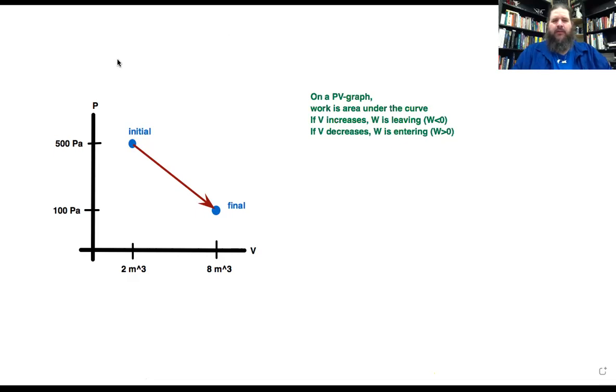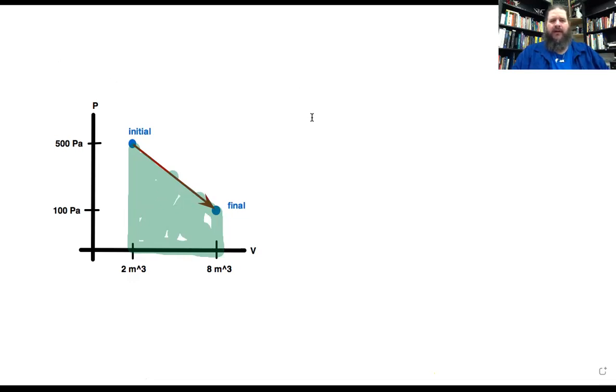Generally, the work done is the area under the curve on a pressure volume graph like this. That would be the area from the curve all the way down to the axis. You can measure that area using geometry, or if you have the function itself, you can take the integral, and the area under the curve is the work done.